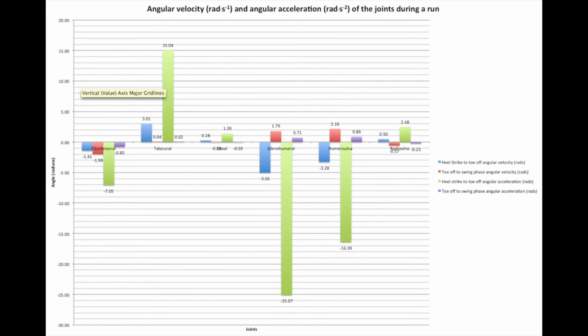This table shows the angular velocity and angular acceleration from the heel strike to toe-off and from the toe-off to swing phase during the participant's run. As with the angular displacement during the run, all lower body joints continue the same direction of rotation through the phases. Also noticeable is that the size of the rotation is considerably larger during the heel strike to toe-off phase than is the toe-off to swing phase, where rotation is minimal. This is because of the aerial phase.